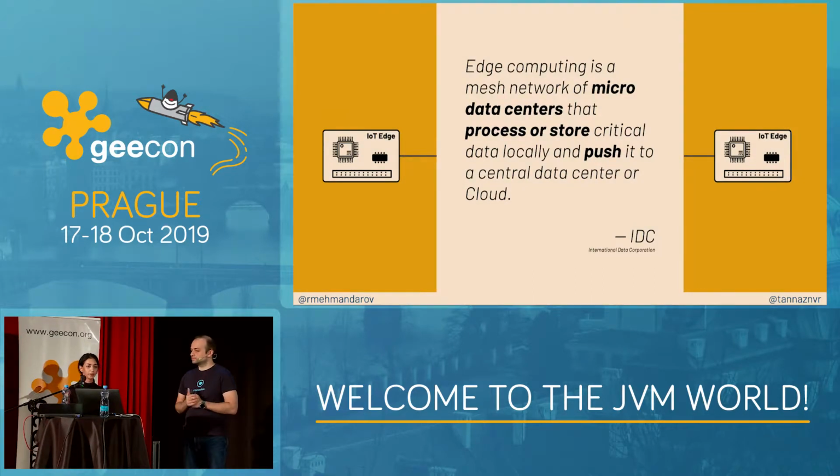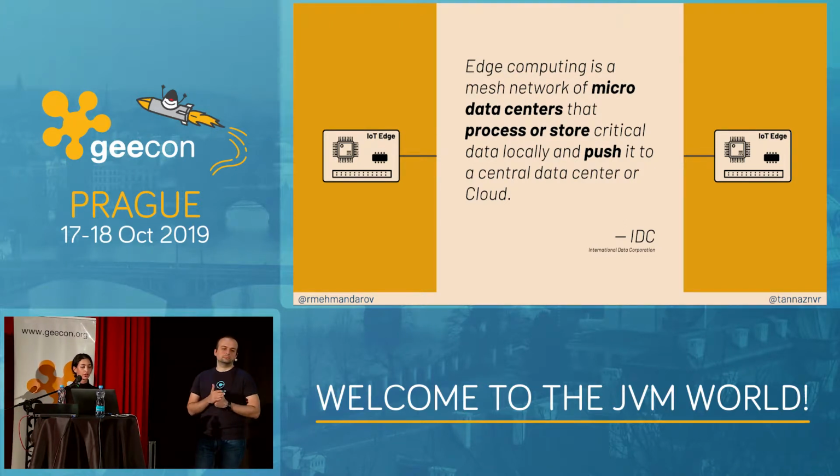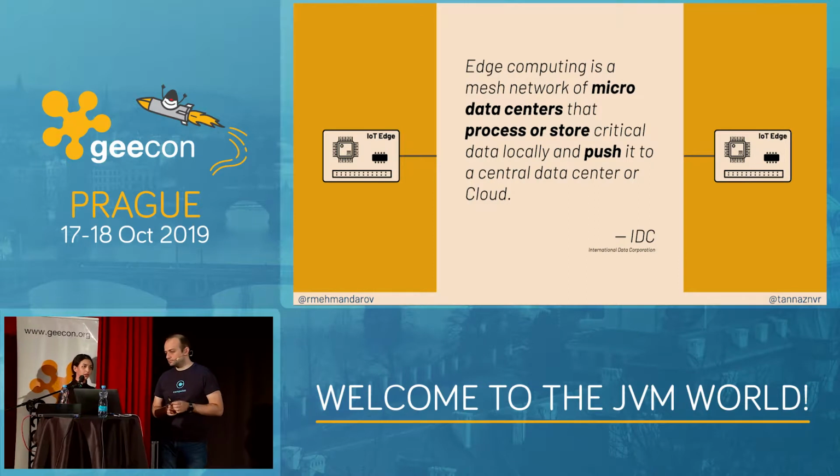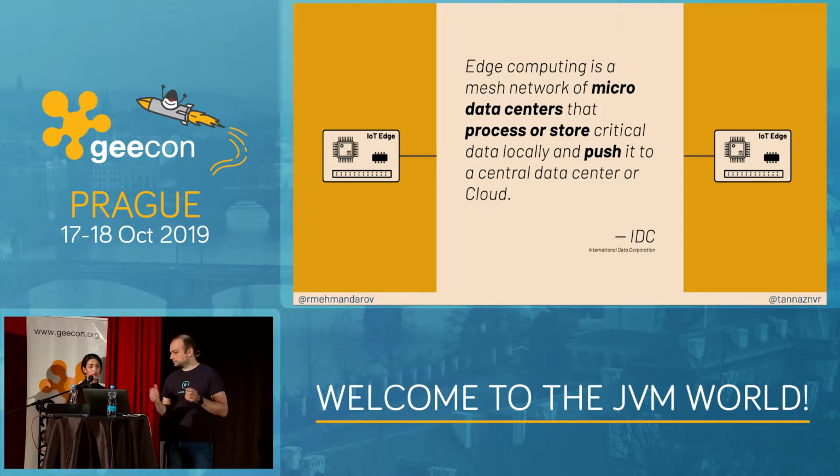Talking about edge computing, we need to have a definition for that. As IDC says, edge computing is a mesh network of micro data centers that process or store critical data locally and push it to a central data center or cloud. So edge computing allows the data produced by IoT devices to be processed locally instead of being sent across the network to a server or a cloud. IoT devices typically collect data and send it somewhere else for processing, while edge computing keeps most of the data on the device and does most of the processing locally. That reduces the traffic, and you can say it's much more secure.